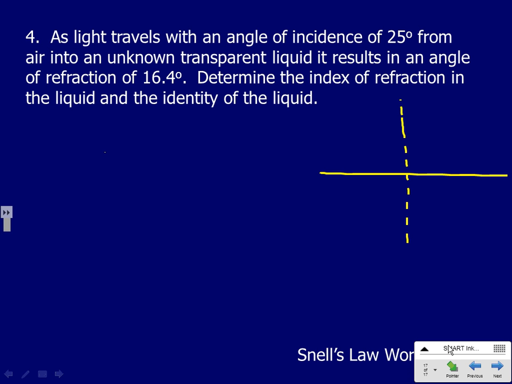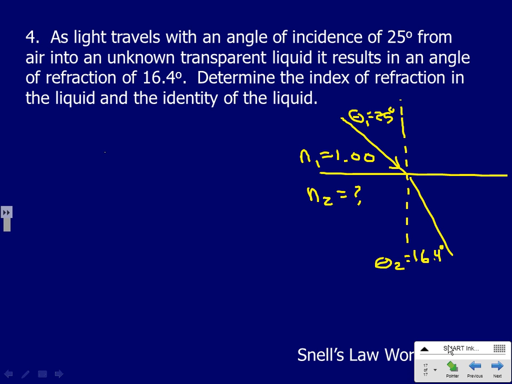Again, we're going from air into a substance, so I would put the air up here just because that's the most convenient. That's a question mark. That's what we're looking for this time. We have an angle of incidence, theta 1, of 25 degrees, and an angle of refraction, so it bends down there, of 16.4 degrees. Not surprising, we're going from really fast air to something slow.